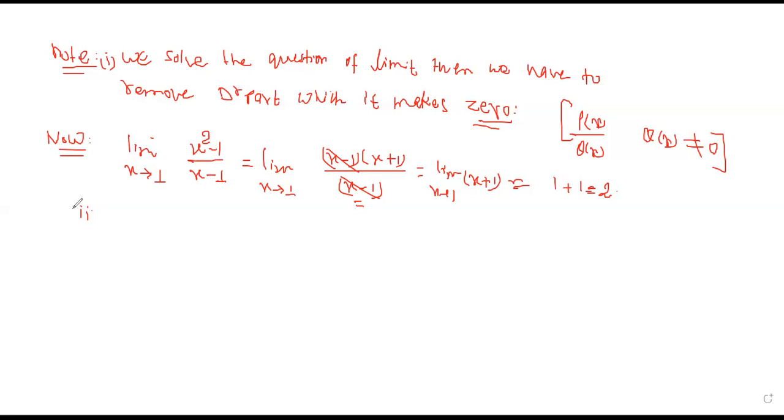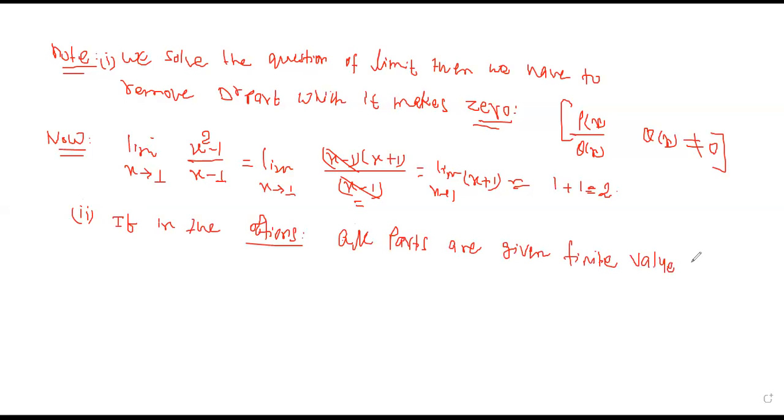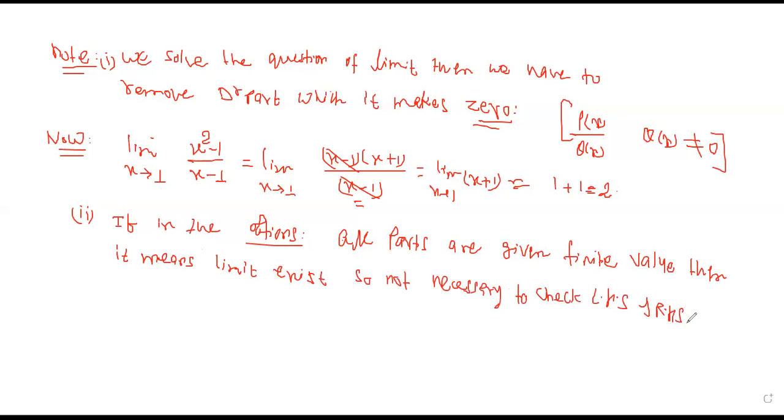Write down the second part of the note. If in the question, in the options, all parts are given finite values, okay, then it means the limit exists or not? Tell me. It means the limit exists. This is just a trick for the solution. The limit exists, so it is not necessary to check LHS and RHS.